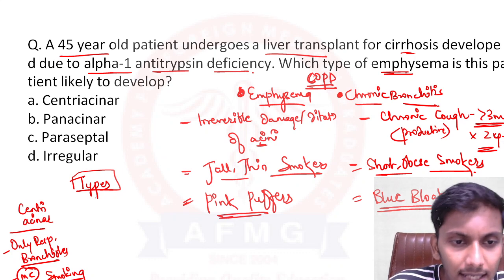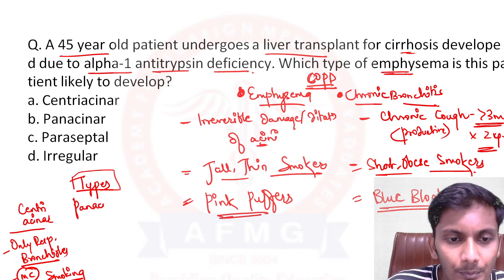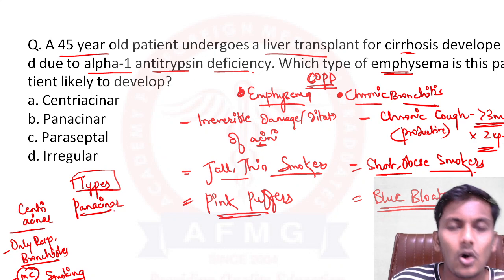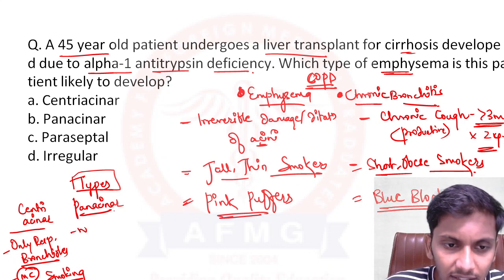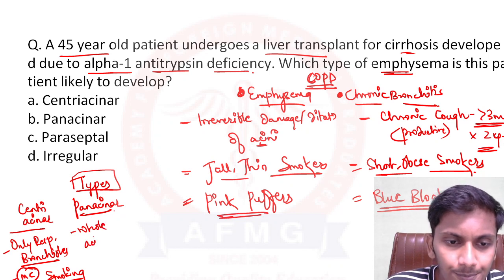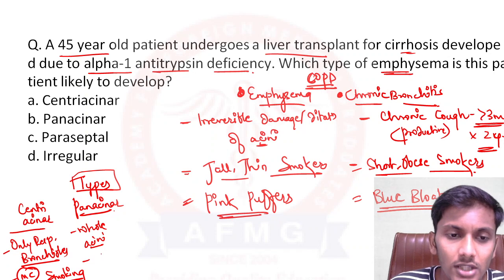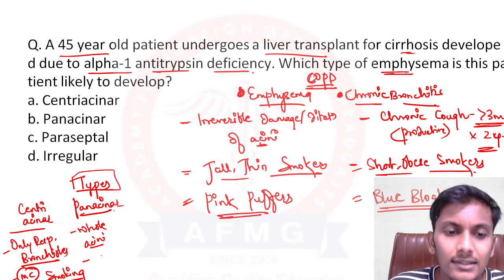First type. Second type is your Panacinar emphysema. Pan means all the alveoli are affected. There is diffuse involvement, the whole acini would be affected in cases of Panacinar emphysema. And the important association, Panacinar emphysema is usually seen in cases of alpha-1 antitrypsin deficiency.